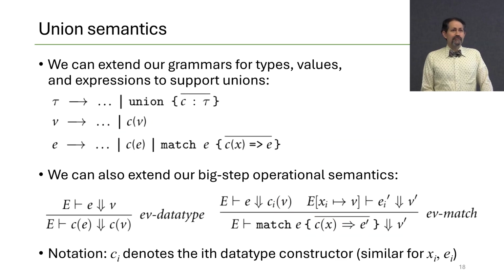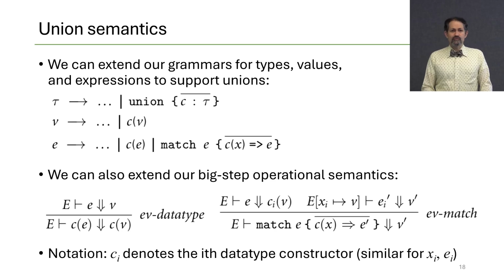We can extend our grammars for types, values, and expressions to support unions. Here we have a union construct that has a set of constructors, so these are the names of the different variants of the union, and each constructor has a type, which is the type of data that is held when the union is that variant.